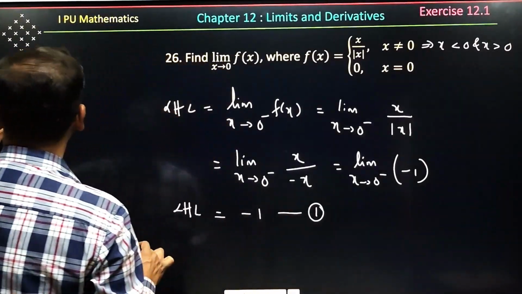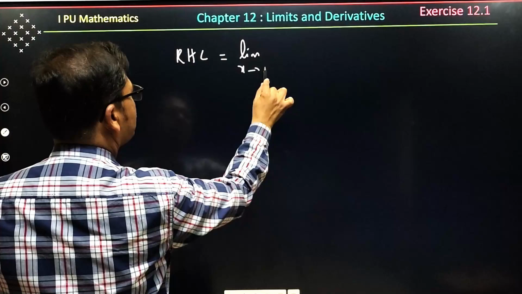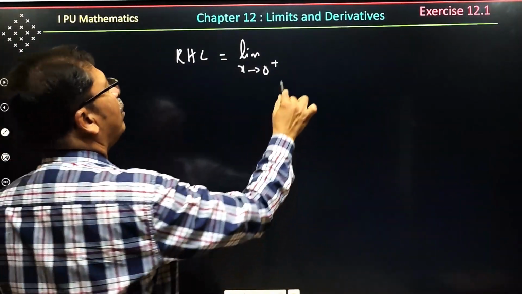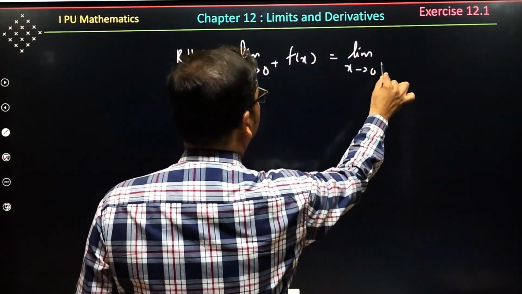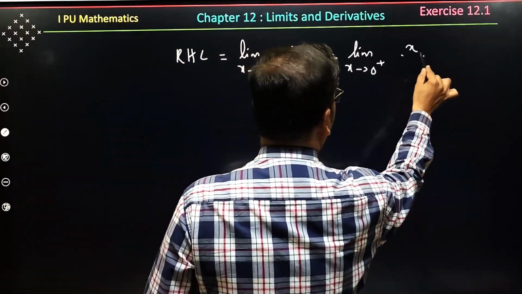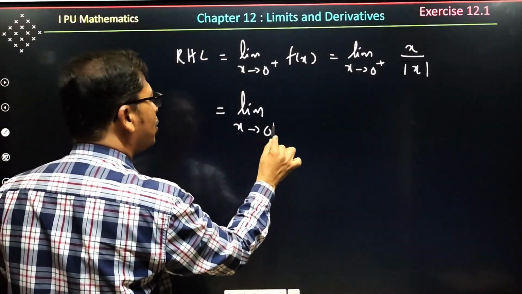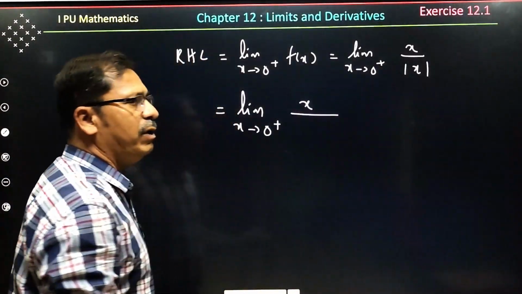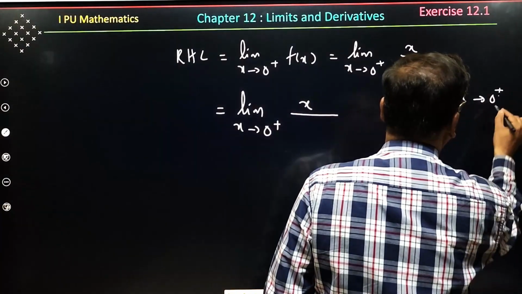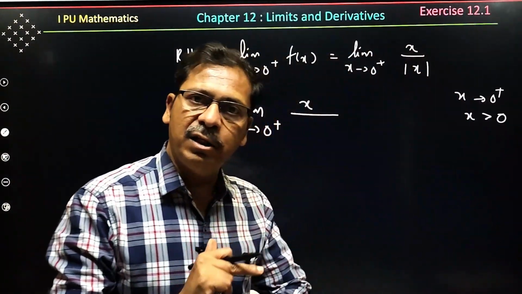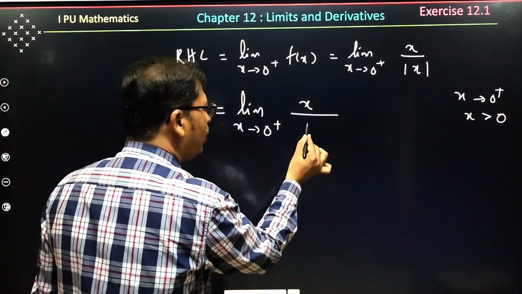Call this as 1. Let me take into consideration the right hand limit. That is equal to limit x tends to 0 plus. 0 plus means greater than 0. f(x). Whether it is greater than 0 or less than 0, the function is the same. Limit x tends to 0 plus f(x) is given by x divided by mod x. But in the next step, the funda changes here. x tends to 0 plus, x write as it is. Tell me the value of mod x when x tends to 0 plus. x tends to 0 plus means x is greater than 0. When x is greater than 0, what is the value of mod x? Please tell me. Come on. Mod x equal to what to write?